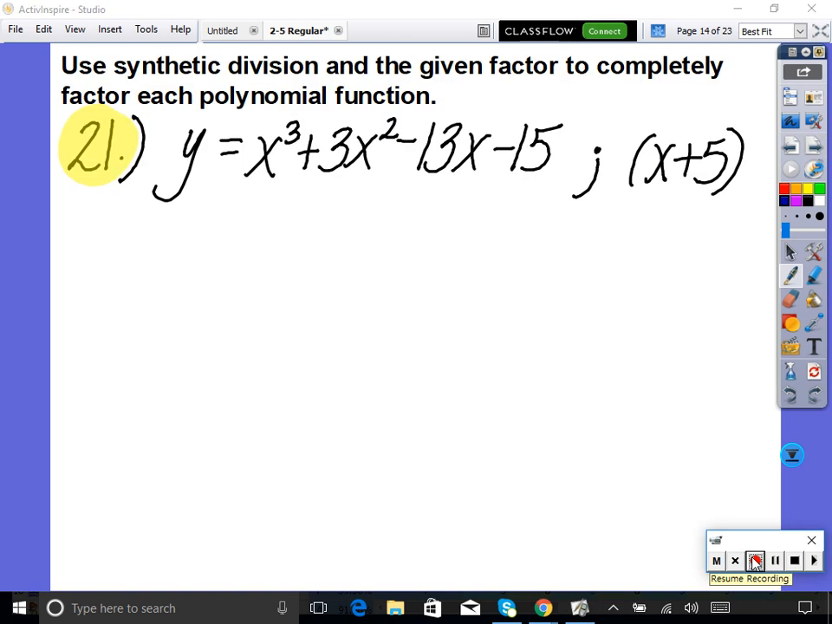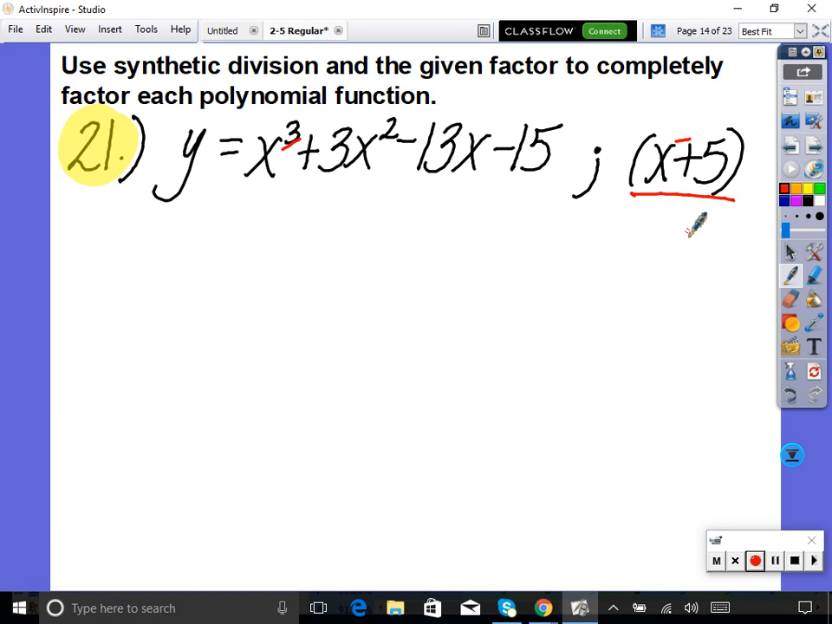Now let's read the directions, because this is where people miss on the test. They don't read the directions, and they don't know what they're being asked. So it says, use synthetic division and the given factor to completely factor each polynomial. Are you listening? So think about it. They're telling us right now that this is a factor, right? Isn't that what the direction says? So don't we know if we take a cubic divided by something linear, we're going to have a quadratic. And don't we know, since we're told it's a factor, that it's going to have a remainder of 0?